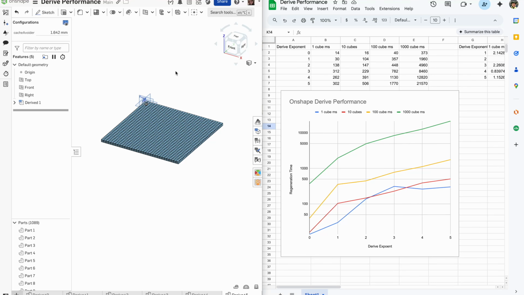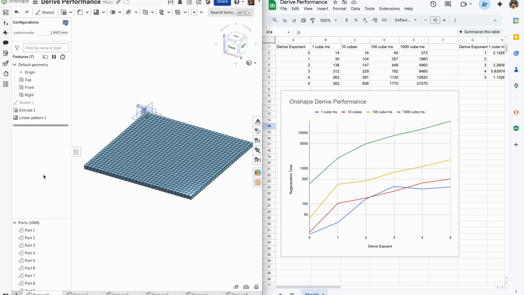Hello. This video is a bit of a deep dive into Onshape's Derive performance. Within Onshape, Derive is used all over the place. You use it to pull in common geometry that you then want to modify. For example, if you have this pattern of cubes and you want to pull it into another part studio and then add holes to it, change it, somehow tweak it, you would use a derived.